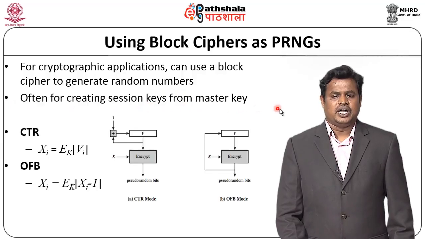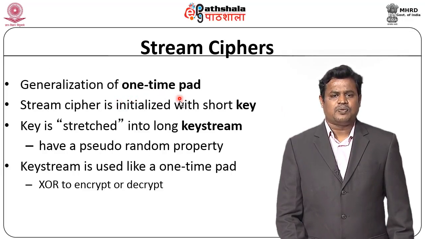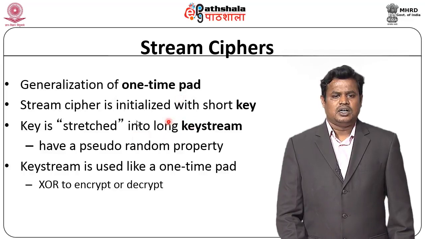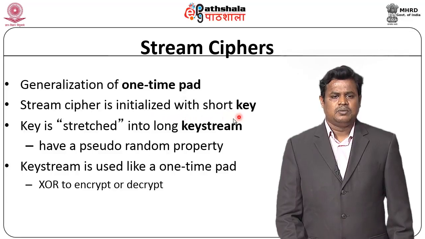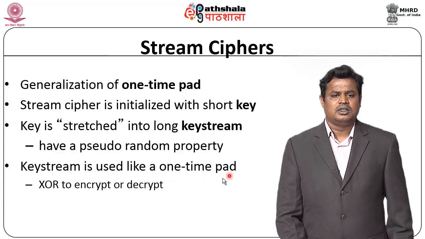Under the stream cipher we already discussed this: it is a generalization of the one time pad. A stream cipher starts with a short key, which is stretched to a long key stream, having the property of pseudo randomness. Then the key stream is used as a one time pad, where XOR is used for the encryption and decryption process.